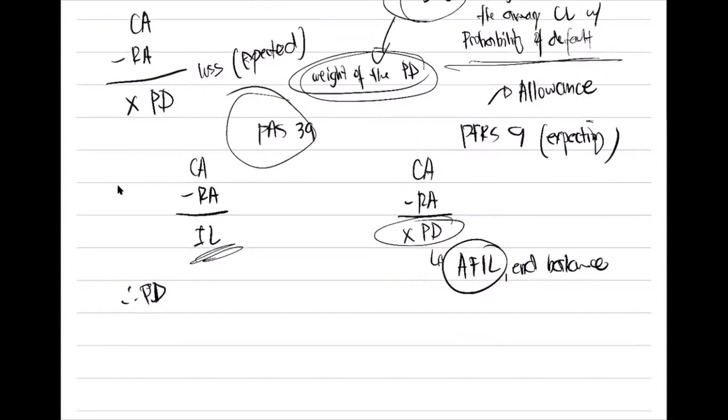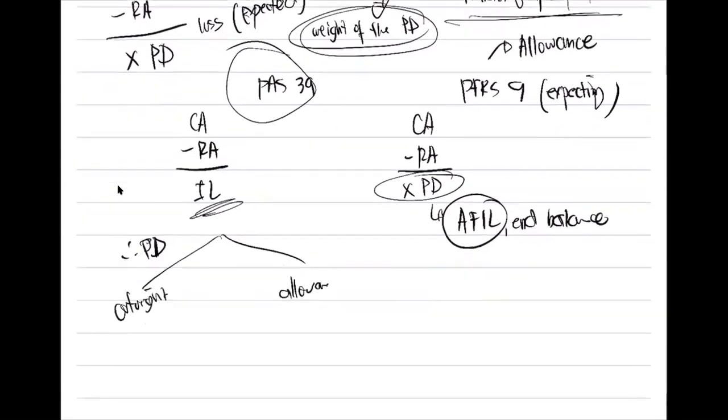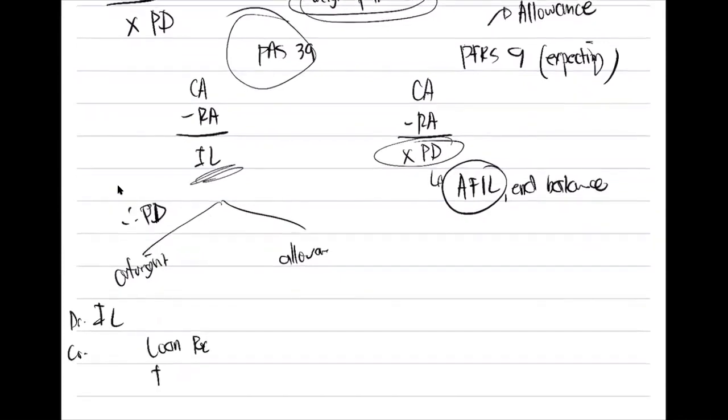Dito kasi sa PAS 39, pwede natin siyang outright method or allowance method. So under outright method kasi ang gagawin natin, impairment loss debit, and then we credit the loan receivable, including any interest receivable that is already impaired. Next, under allowance method, ang ginagawa natin, debit, impairment loss, credit, allowance for impairment loss, tapos credit, interest receivable.